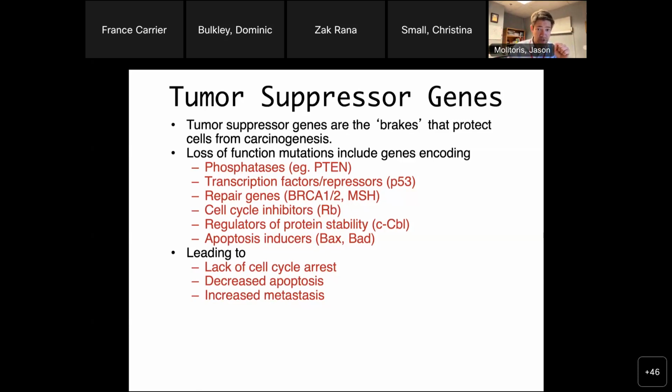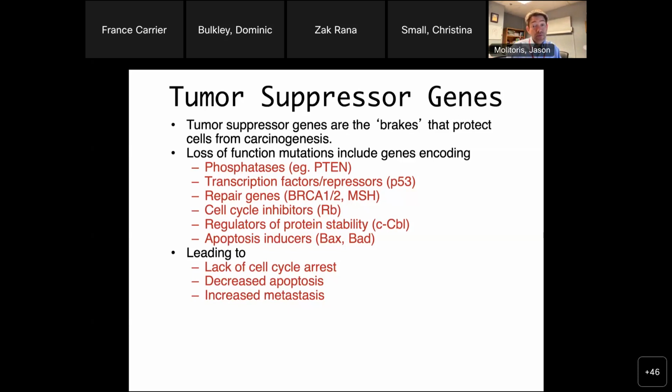And then there's cell cycle inhibitors, retinoblastoma, and then apoptosis inducers. So there's multiple members of the BCL2 family that induce apoptosis. So BCL2, again, BCL2 prevents apoptosis, but there are other members of the family that work in opposition to BCL2. That's BAX, BAD, BIM, the BH3-only proteins.